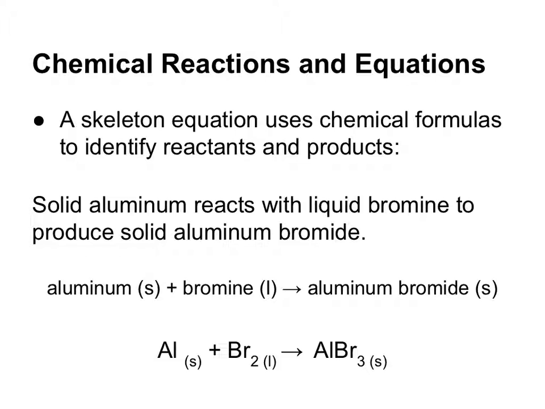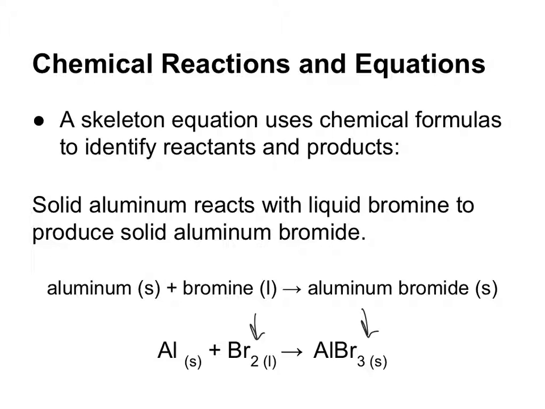Because if you look down here, there's two bromines on this side, and there's three bromines on that side. So we've got a different number of atoms. That's not allowed. What's also not allowed is changing those little numbers to make it work.